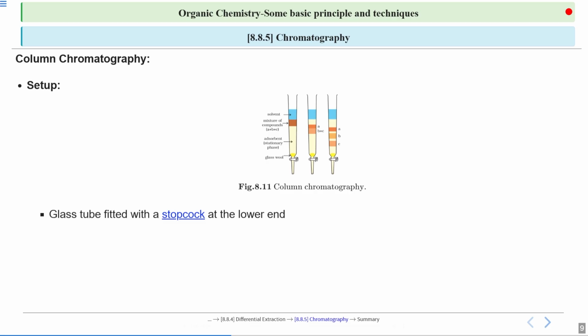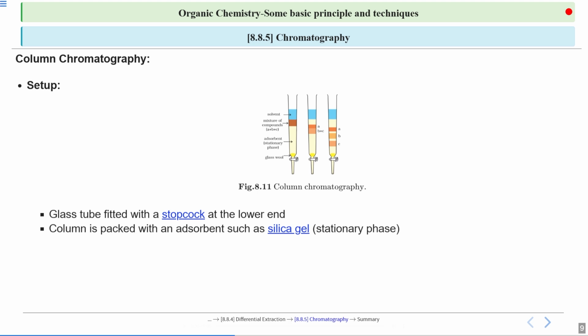Why is it there? It is basically there to control the flow of the liquids that are present above it. Then after, next comes the packing of the column. How do you pack it?